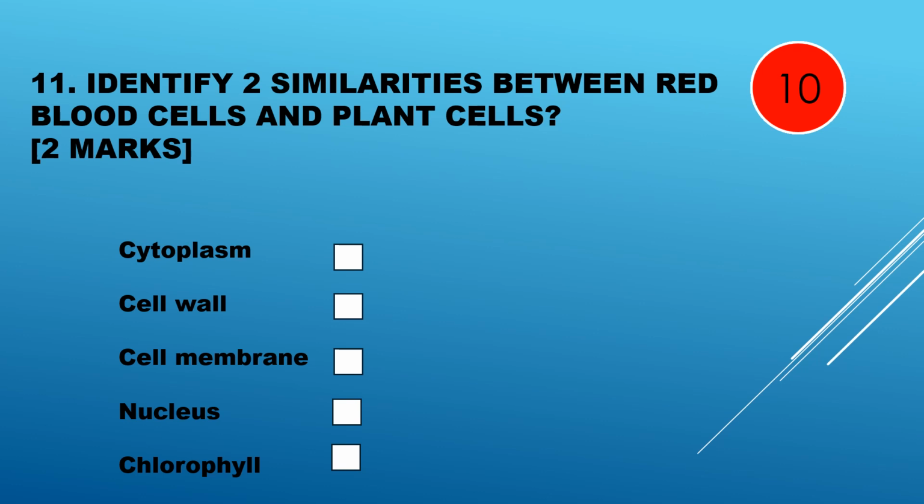Question 11. Identify two similarities between red blood cells and plant cells. Cytoplasm, cell wall, cell membrane, nucleus, chlorophyll. Red blood cells and plant cells have both got cytoplasm and a cell membrane.